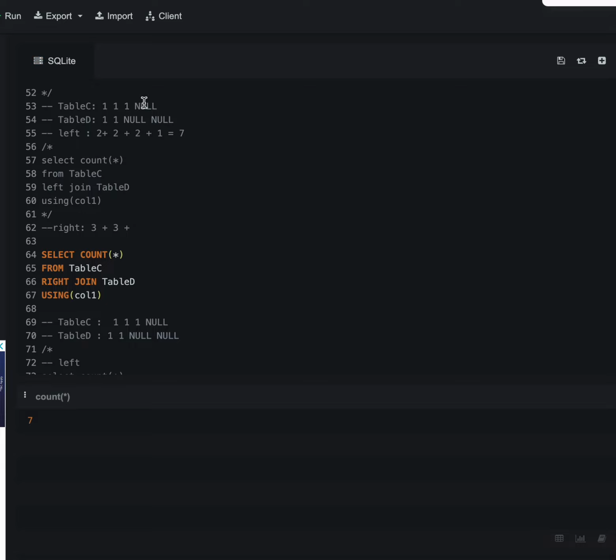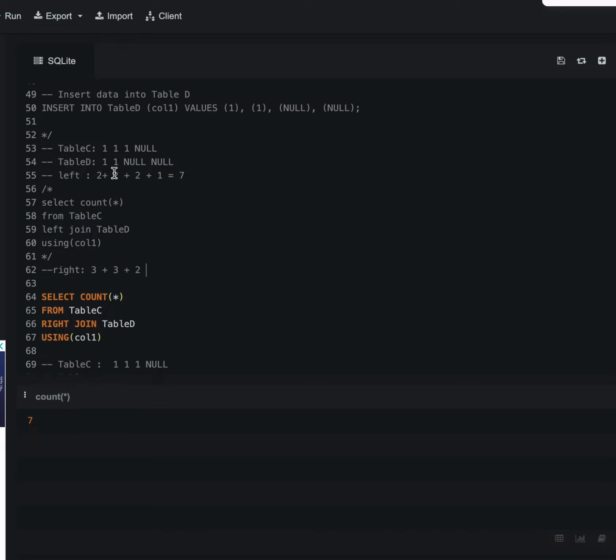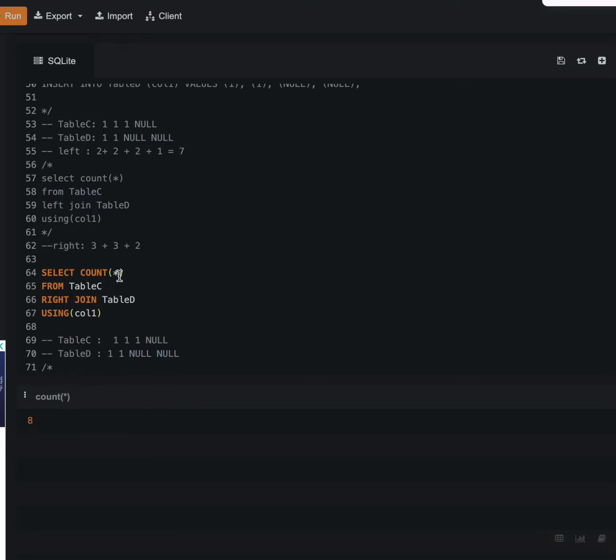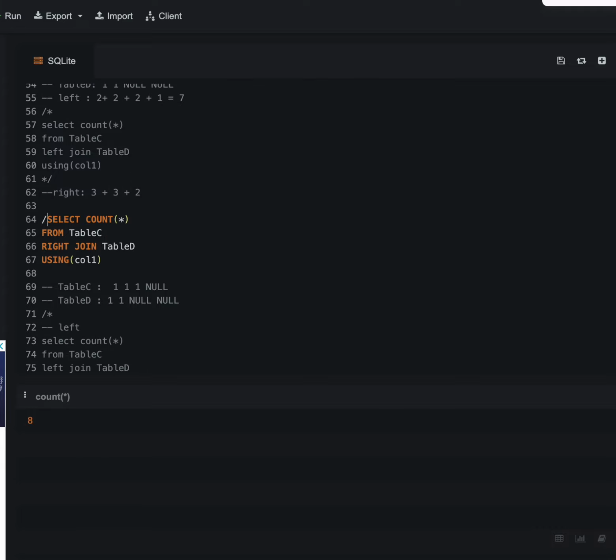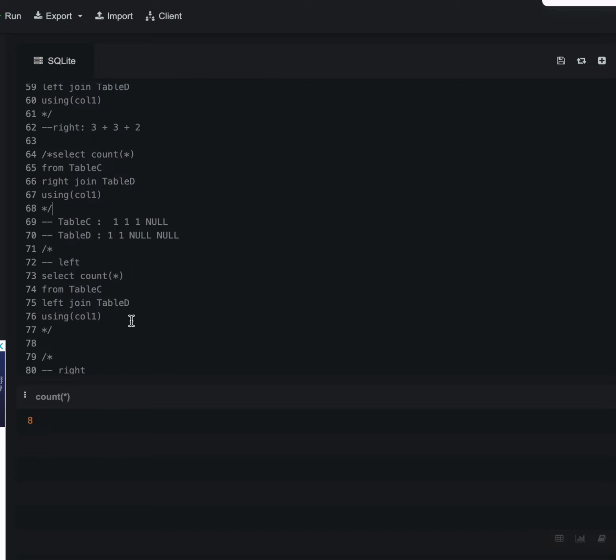This is not going to combine with the null on the left because we cannot claim equality for two null values. We cannot compare them. So this will be an individual entity, and this will again be an individual entity. So two more records. So 3 plus 3, 6, 6 plus 2, 8. Now if I run this, let's check what happens. See, 8. So let's solve this for inner join now.